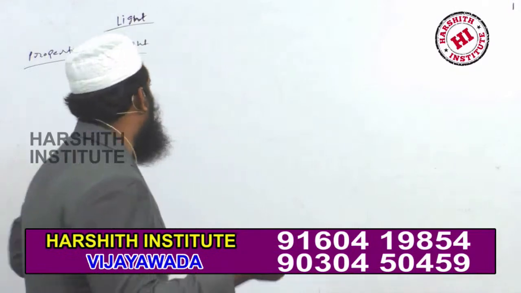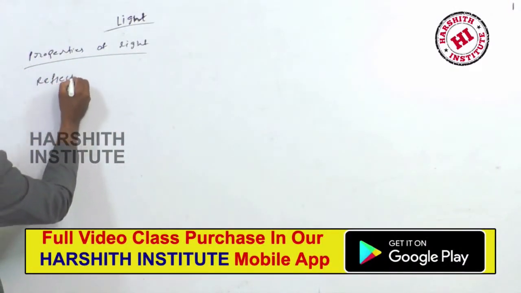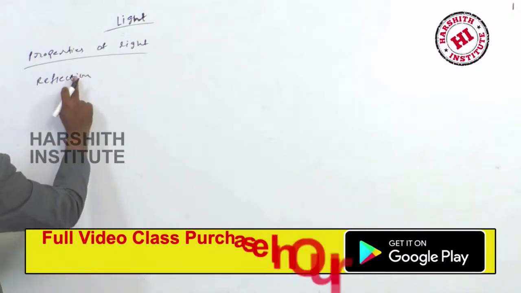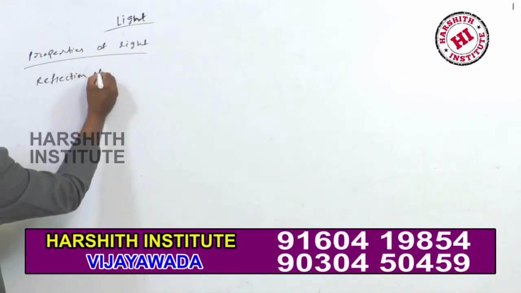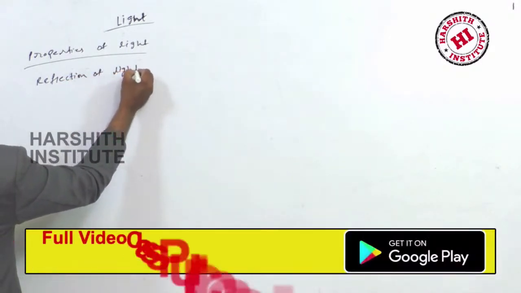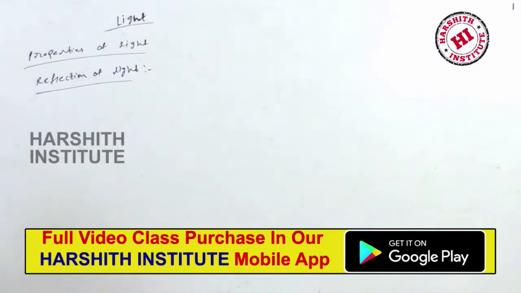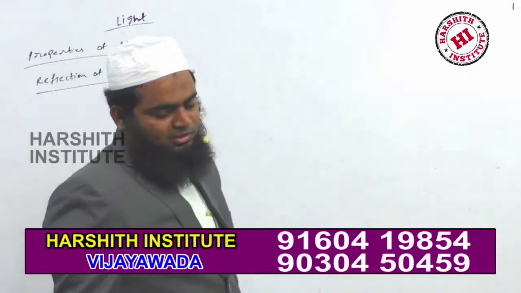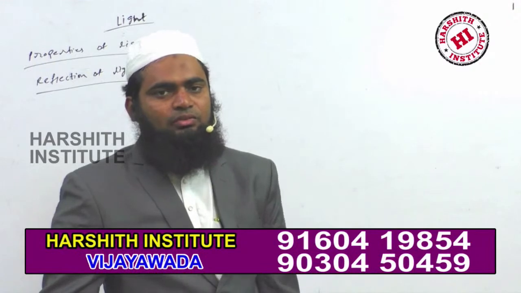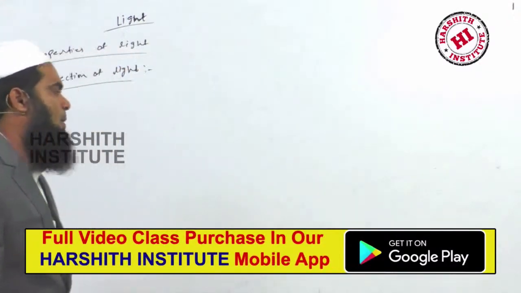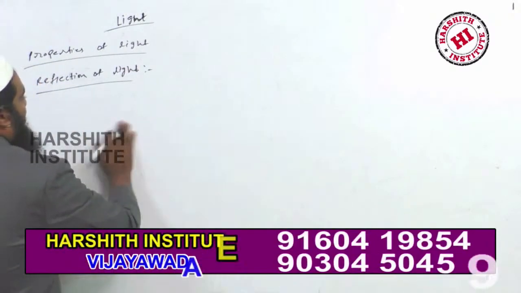Reflection of light. Okay, this is one of the properties of light. The same property can be expressed in sound also: reflection of sound. Same property, reflection of light also. Now, how can we understand reflection? First we discuss one activity, a simple example we can explain.